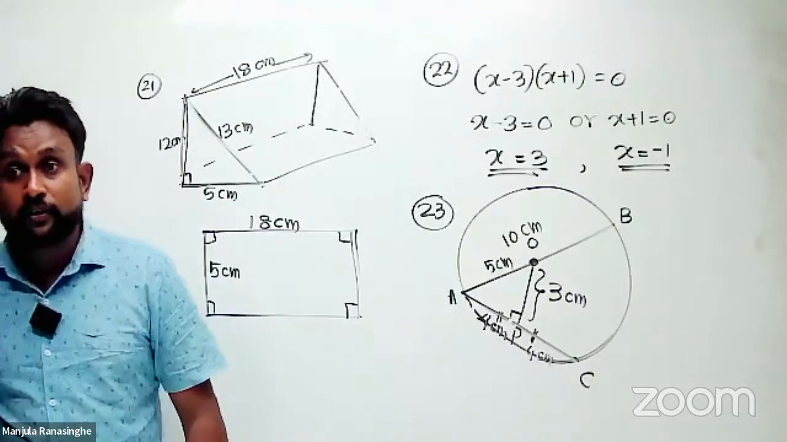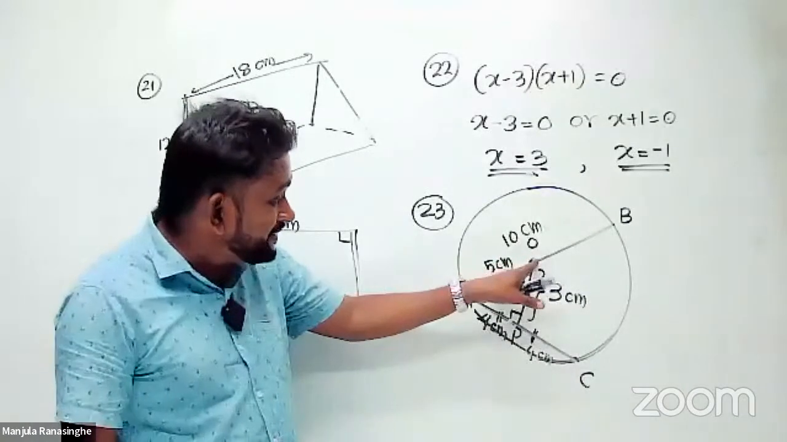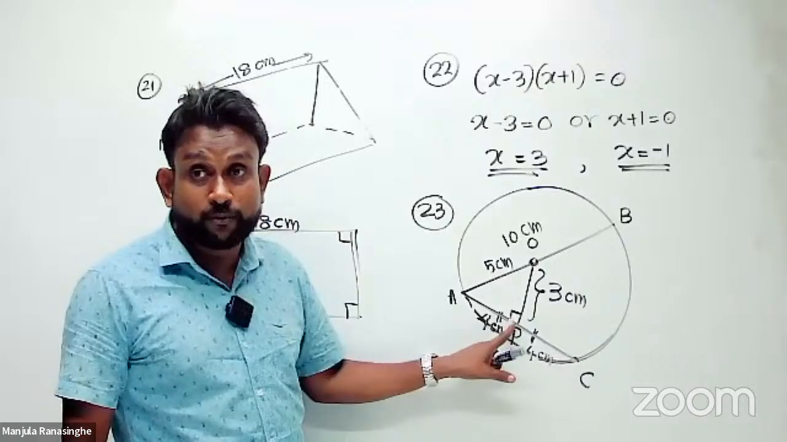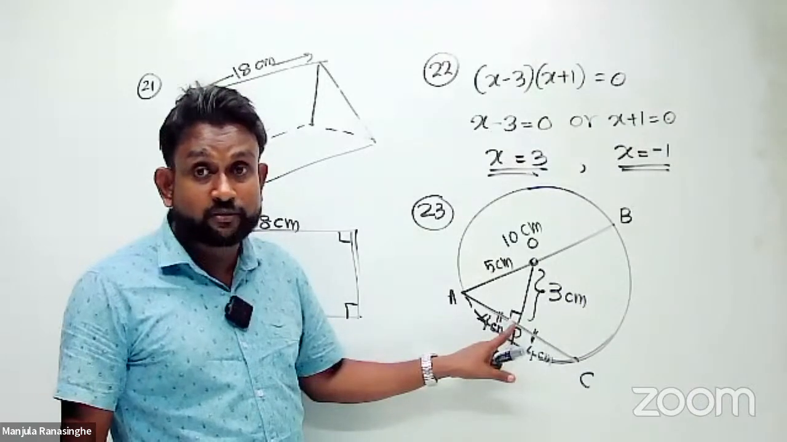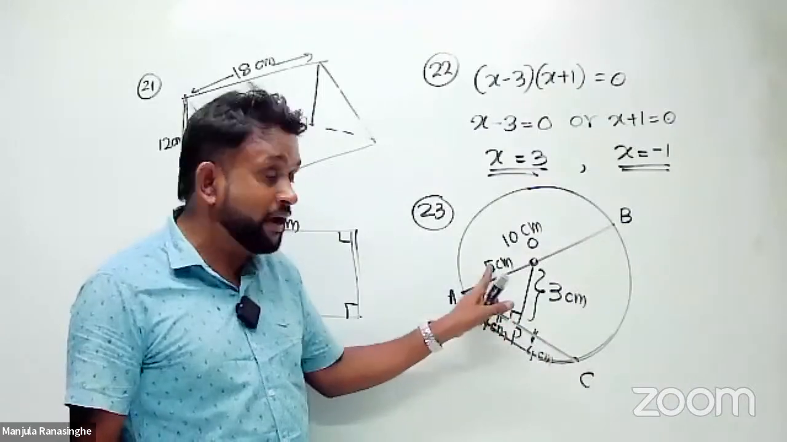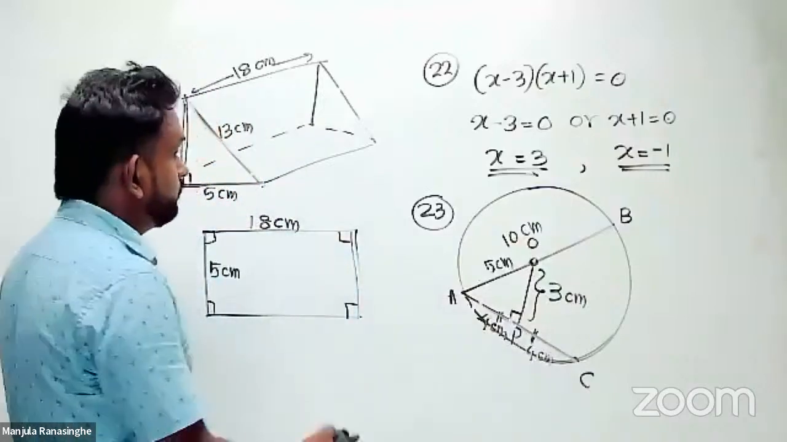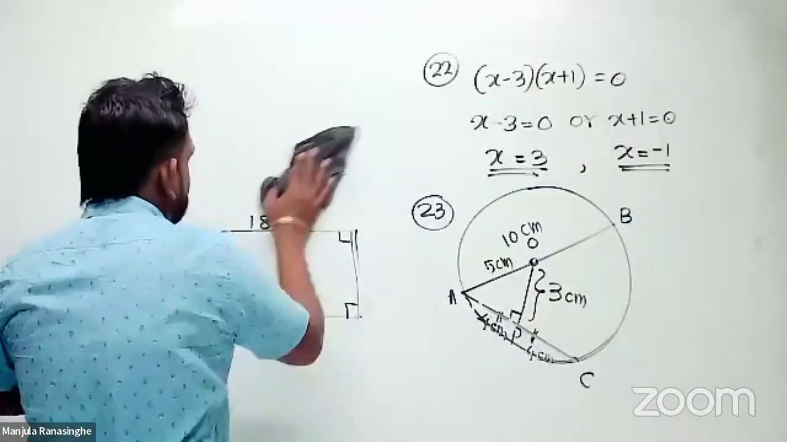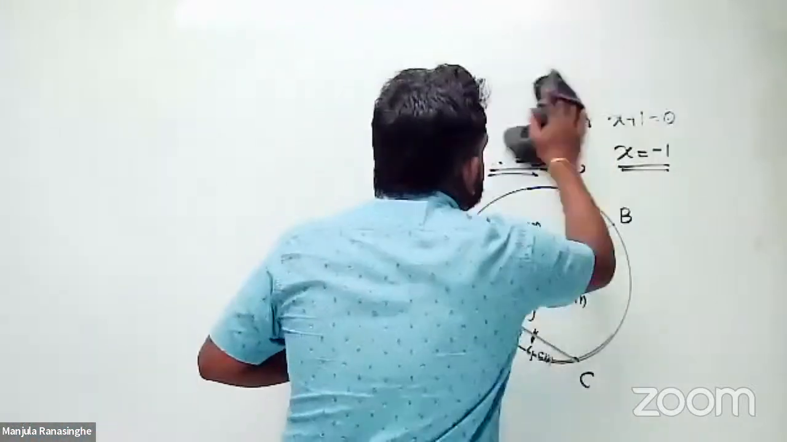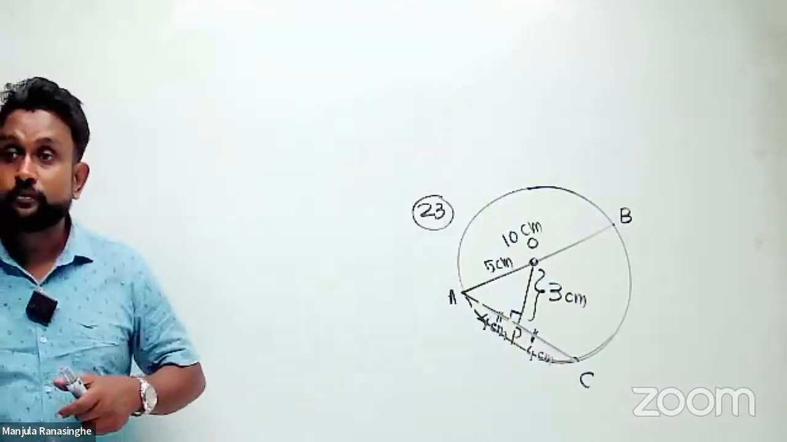So what are the theorems applicable here? When the center is connected to the midpoint of the chord, then that is perpendicular to the chord. So here perpendicular, then 4, 5, they are the Pythagoras triple with 3. So 3 is the answer. You can show it using the Pythagoras theorem.